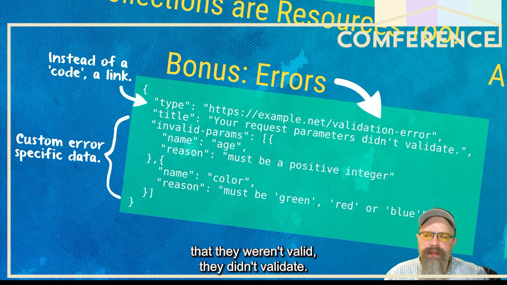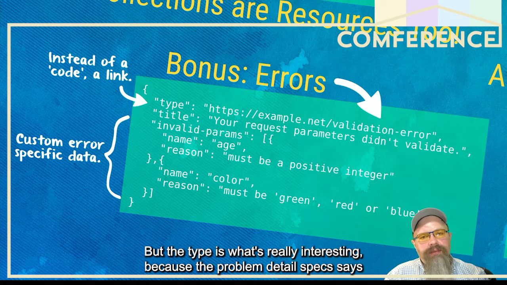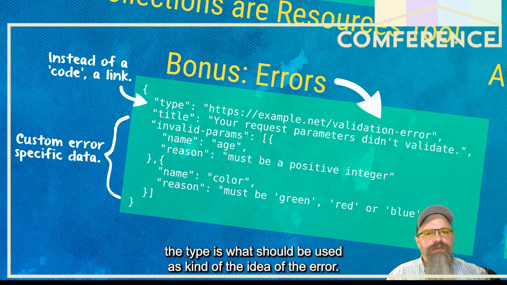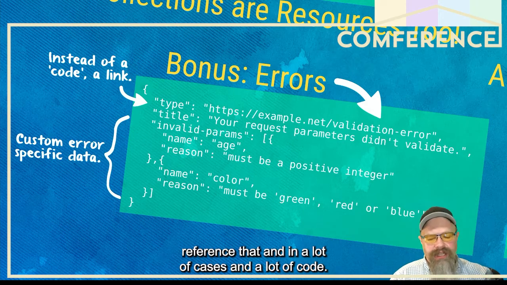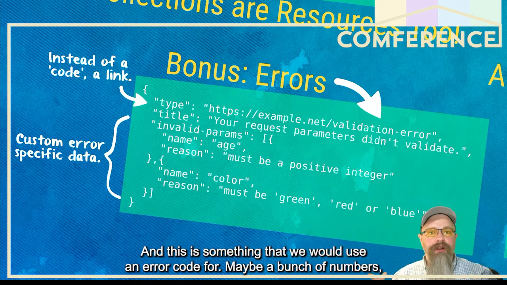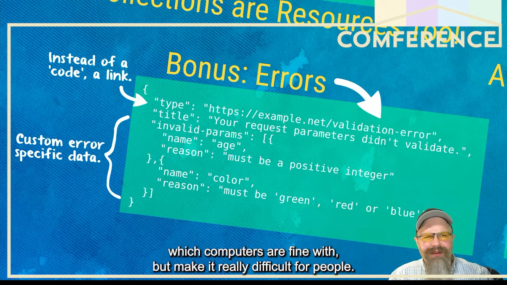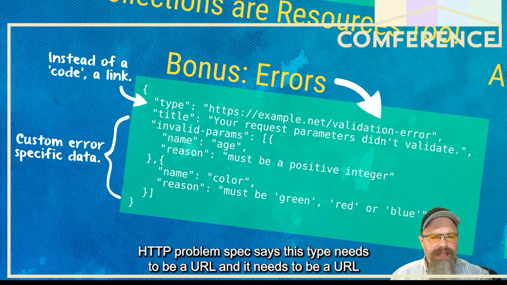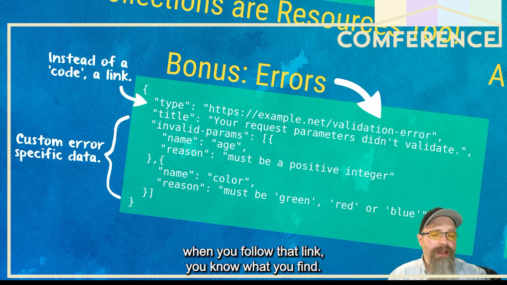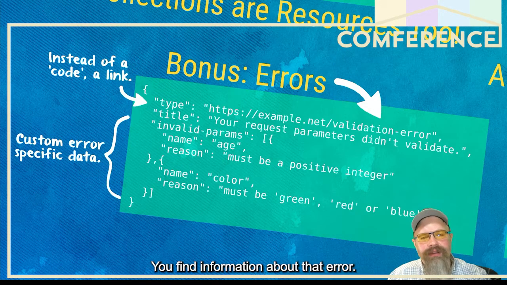They didn't validate. But the type is what's really interesting, because the problem detail spec says the type is what should be used as kind of the ID of the error. If you're going to get this type of error, this is the thing that you would use to reference that. And in a lot of code, this is something that we would use an error code for. Maybe a bunch of numbers, which computers are fine with, but make it really difficult for people, right? HTTP problem spec says this type needs to be a URL. And it needs to be a URL that when you dereference it, when you follow that link, you know what you find? You find information about that error.